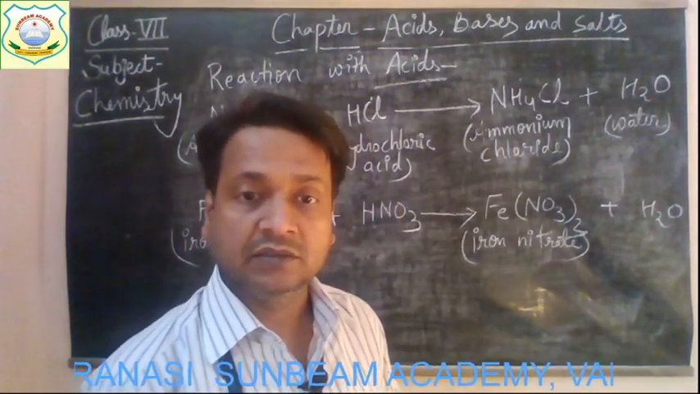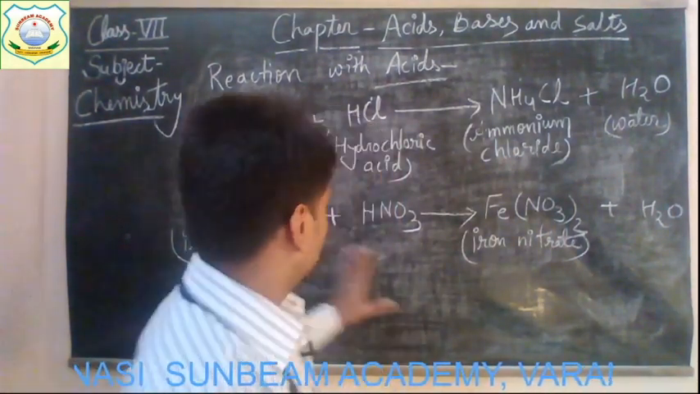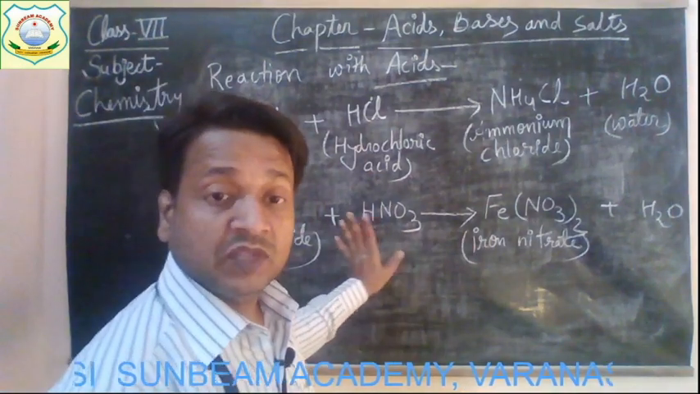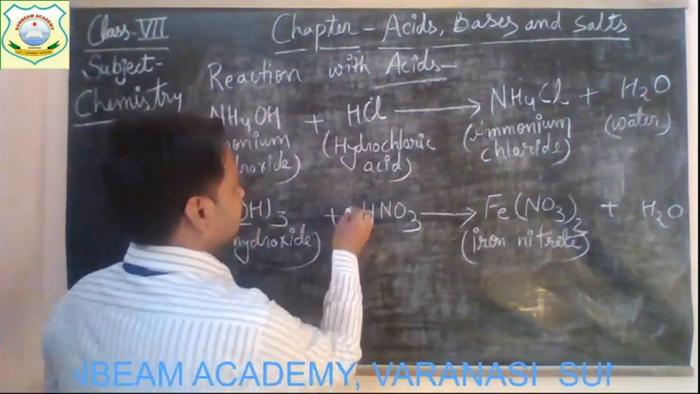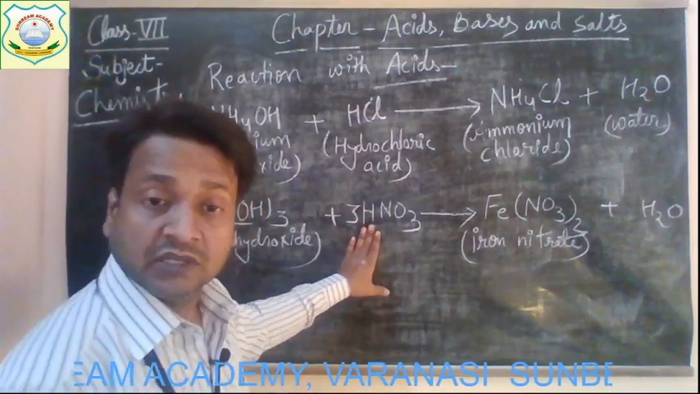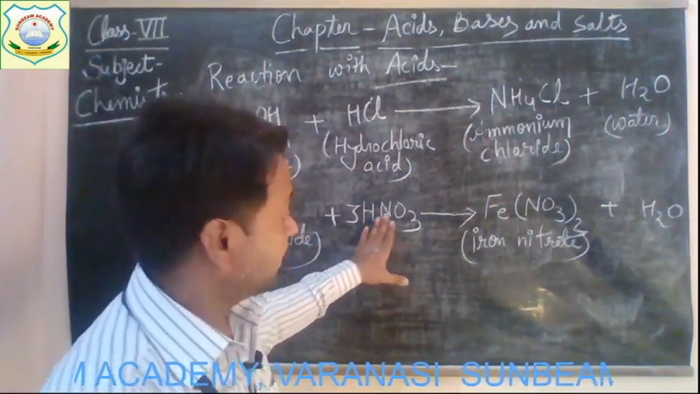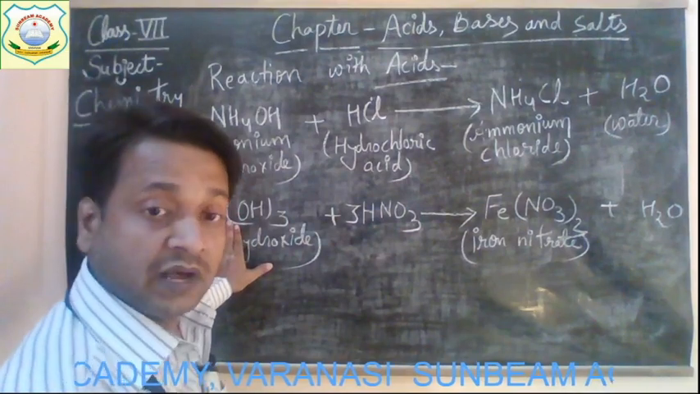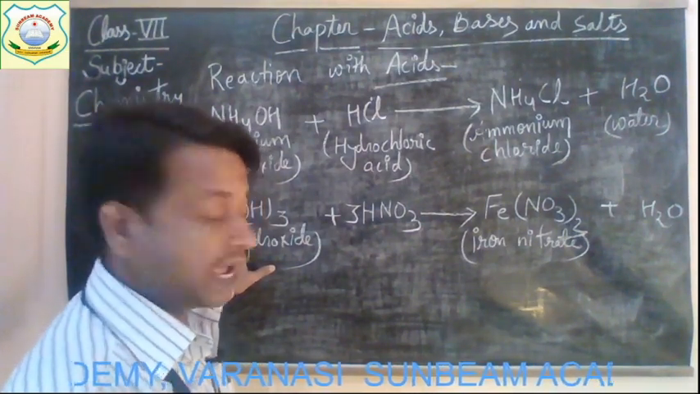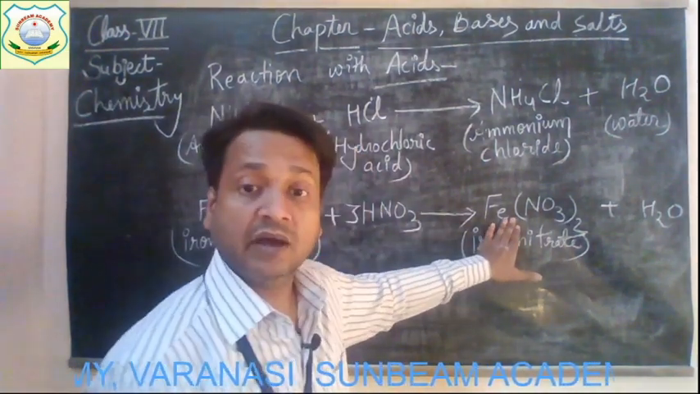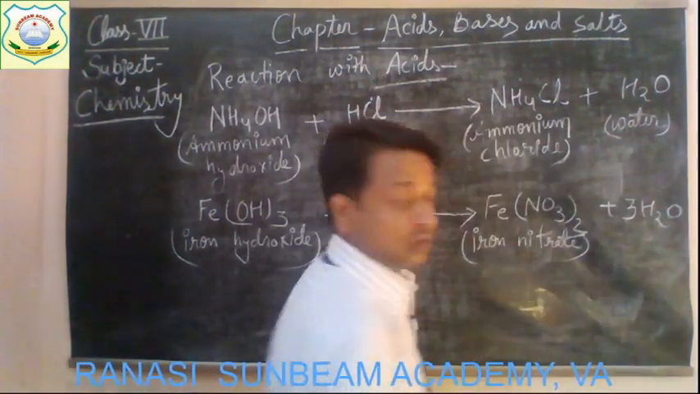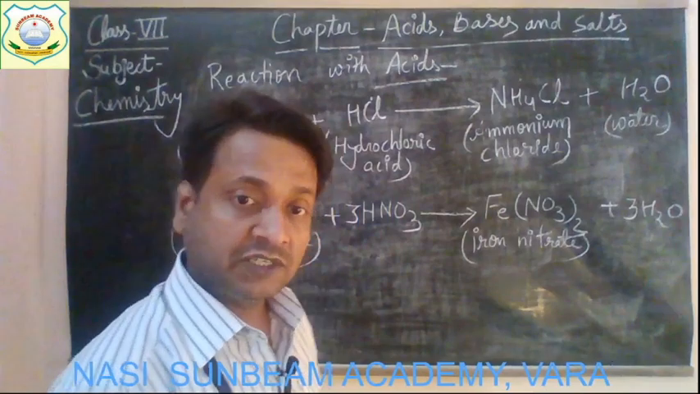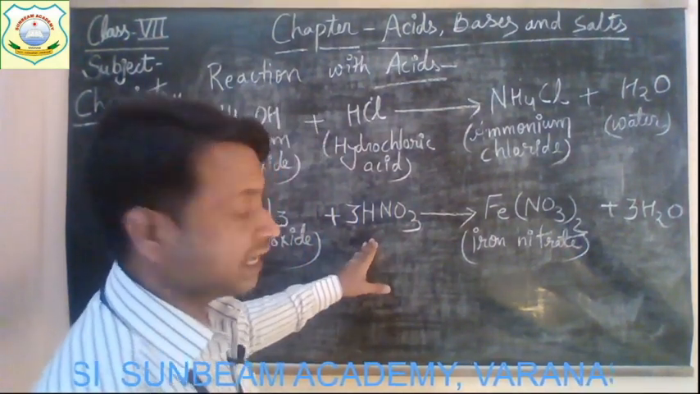and water. Okay children, this reaction is not balanced, so we can balance it as: 3 molecules of nitric acid react with 1 molecule of iron hydroxide and form 1 molecule of iron nitrate and 3 molecules of water. Got it children? So this is the second example.